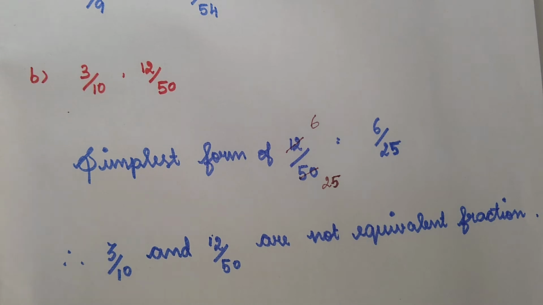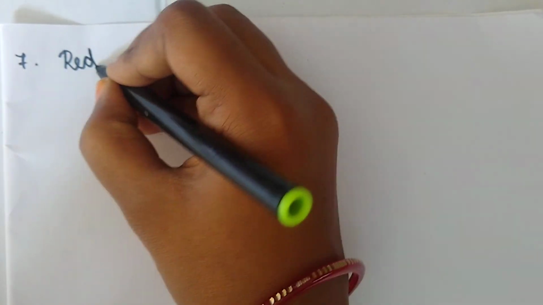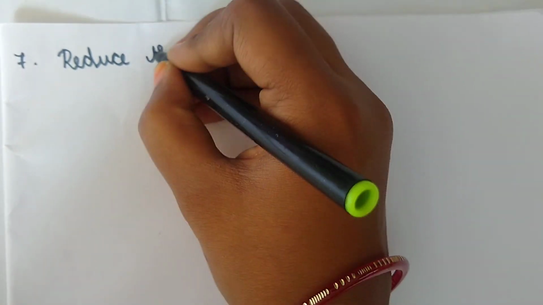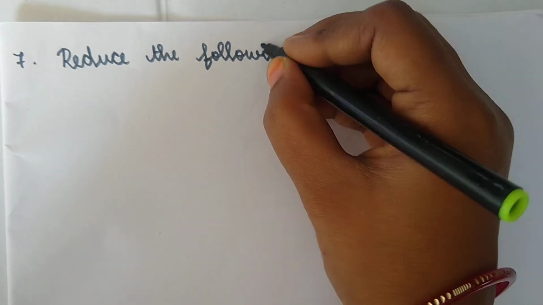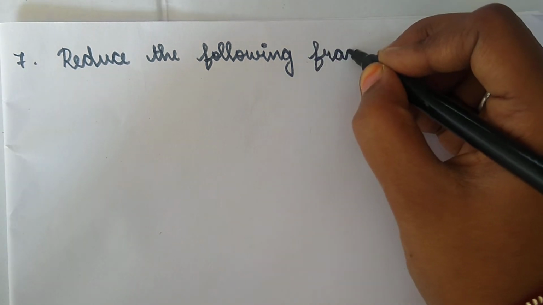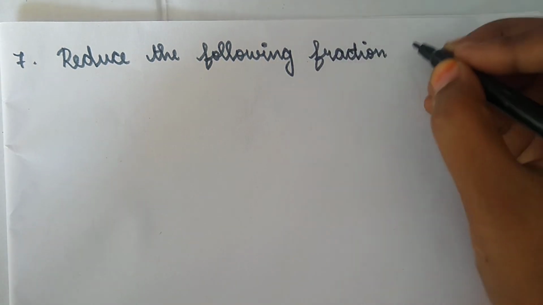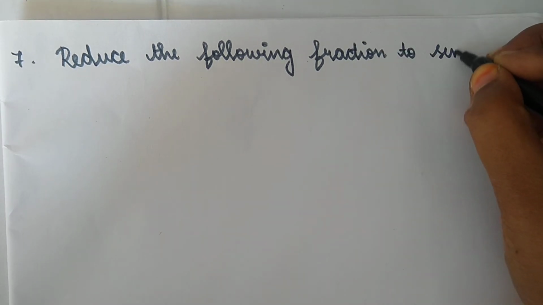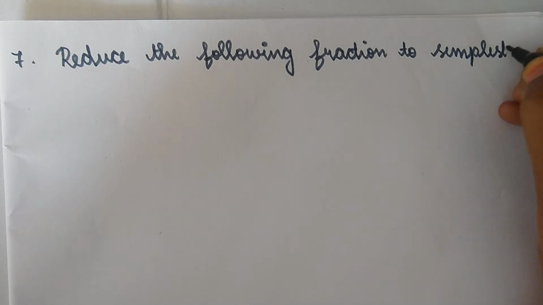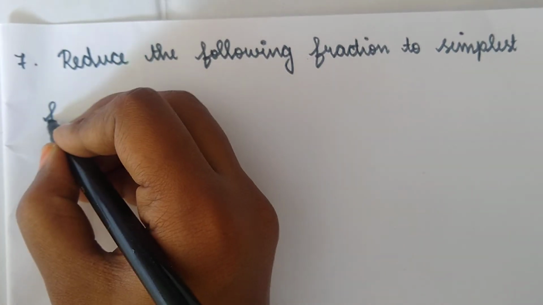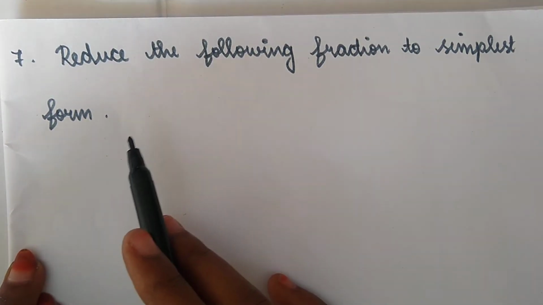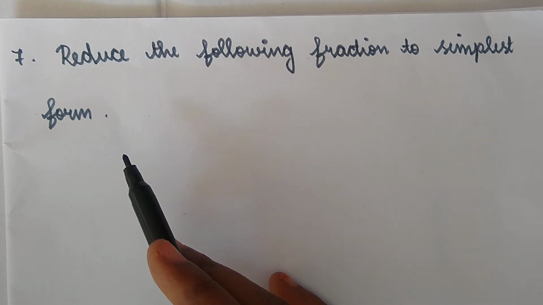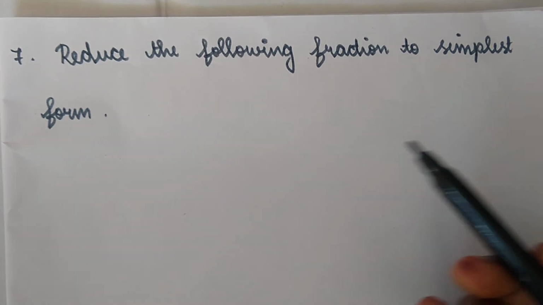Next, let's move to the seventh sum. Reduce the following fraction to simplest form. So just divide it to make it the simplest form, using the common factor.